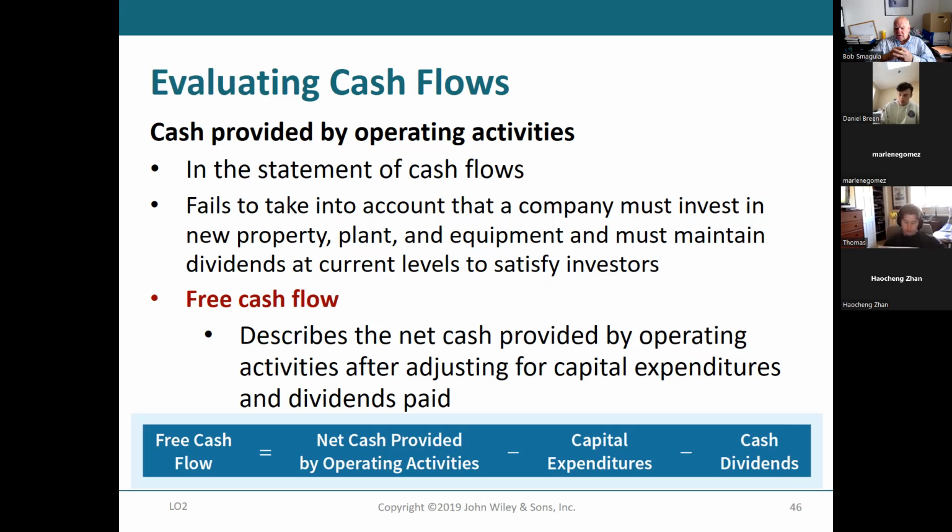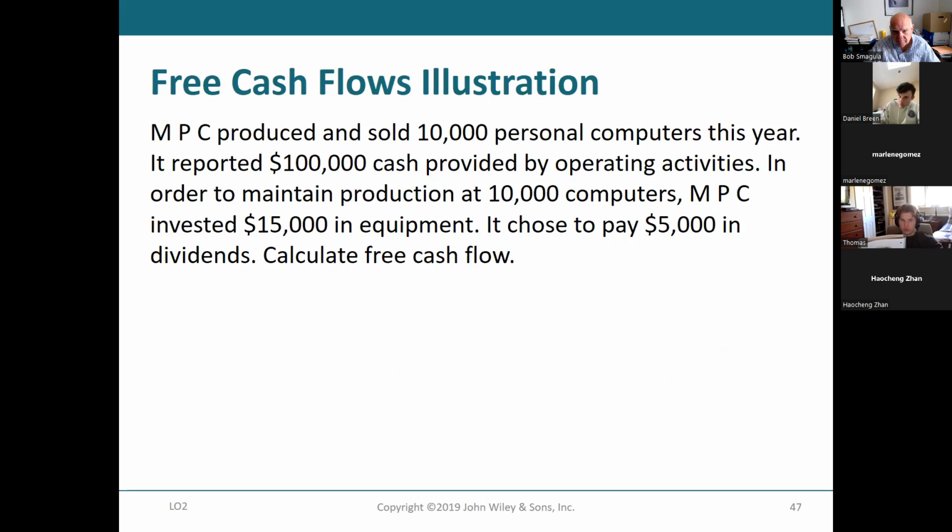That's what our operation has provided us. We've got to subtract from that capital expenditures, which are the big ticket items. Capital spending means fixed assets, minus cash dividends. Free cash flow: whatever we generated operationally, minus capital expenditures, minus cash dividends. And let's see what we have here.